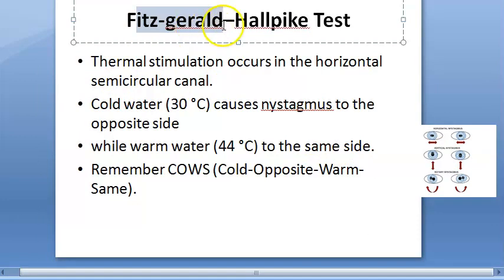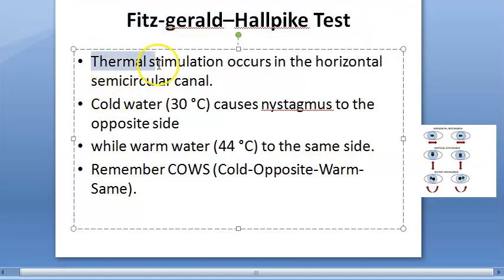In the Fitzgerald-Hallpike test, there is thermal stimulation of the horizontal semicircular canal or the lateral semicircular canal, right? So cold water causes nystagmus to the opposite direction, and warm water, that is 44 degrees centigrade water, causes nystagmus to the same side. Okay. So remember, COWS: cold opposite, warm same side. This is for the fast component of the nystagmus.